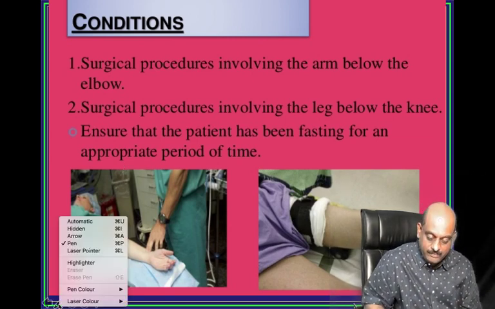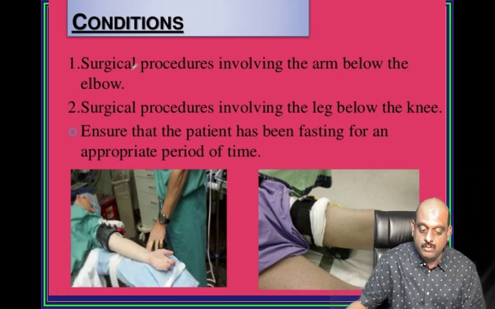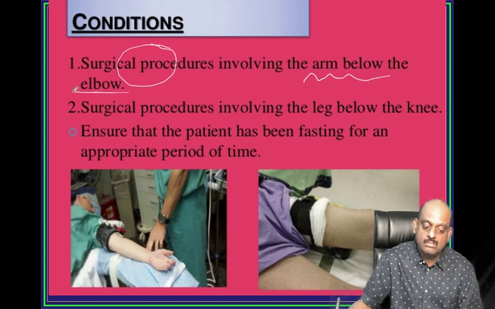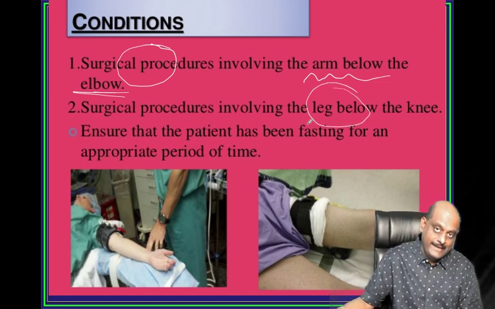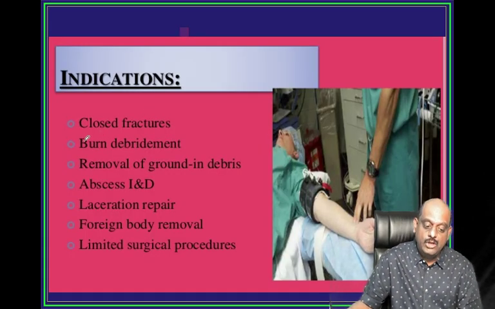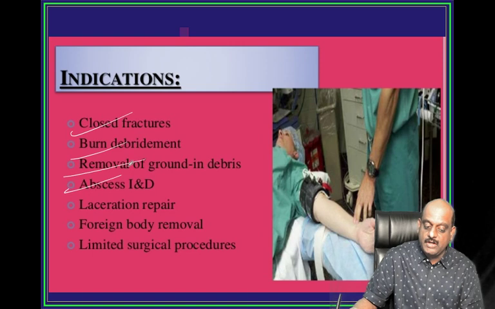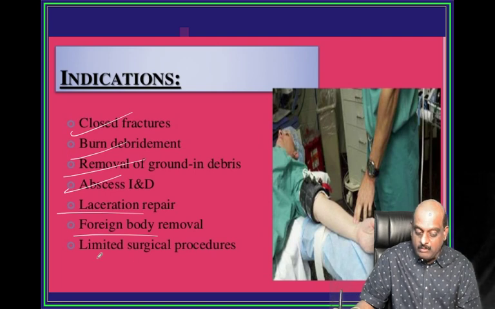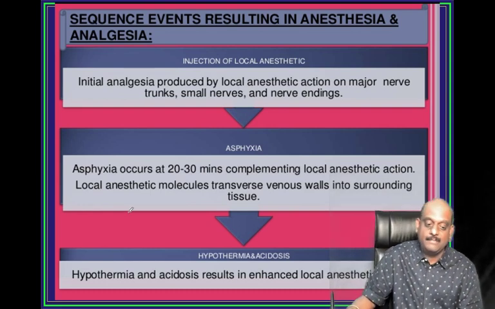Now doctor, where do you do Bier's block? Any surgical procedure involving the arm below the elbow, or the leg below the knee. That is where Bier's block is used. Closed fractures, burn debridement, abscess incision and drainage, removal of ground debris, laceration repair, foreign body removal, limited surgical procedures, you can use the Bier's block.